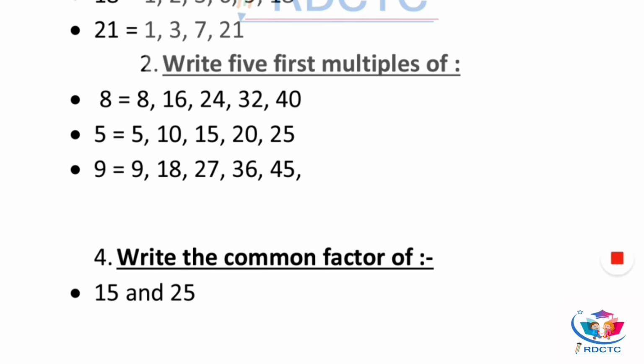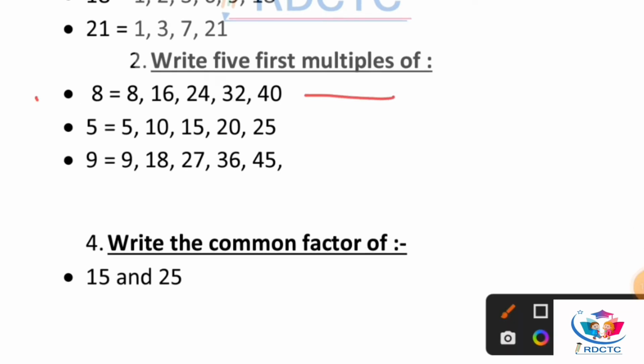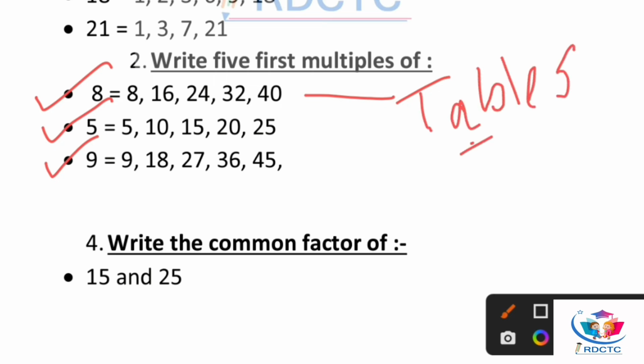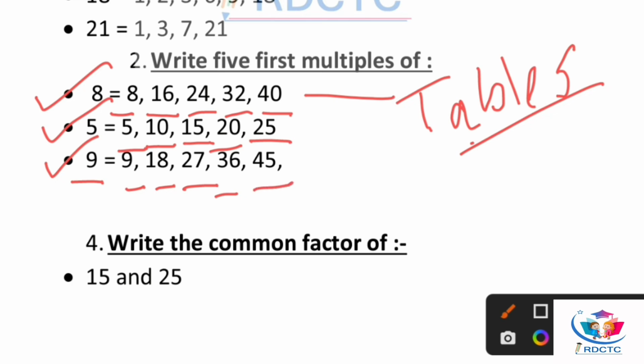We have to write the first 5 multiples of the given numbers, and we write the tables of each number. Here we write the table of 8. 8 1s are 8, 8 2s are 16, 8 3s are 24, 8 4s are 32, 8 5s are 40. Next 5. 5 1s are 5, 5 2s are 10, 5 3s are 15, 5 4s are 20, 5 5s are 25. 9's table, 9 1s are 9, 9 2s are 18, 9 3s are 27, 9 4s are 36 and 9 5s are 45.